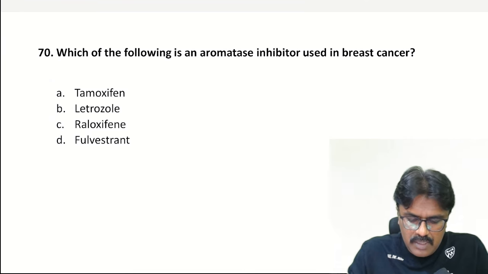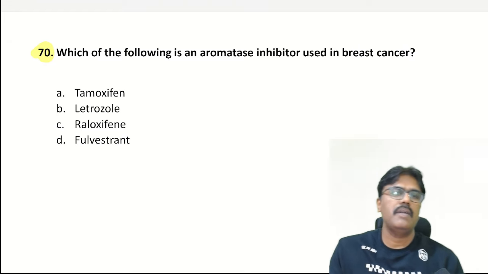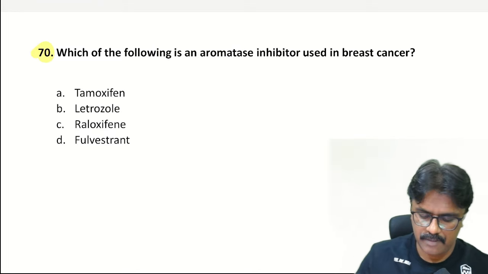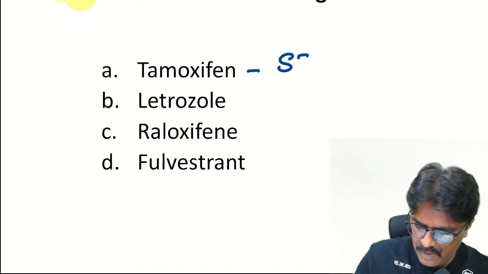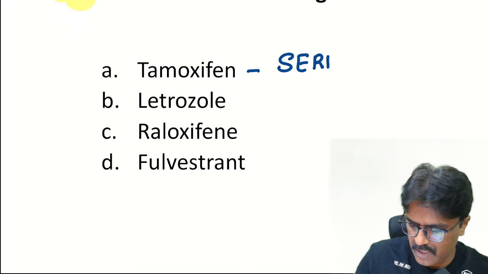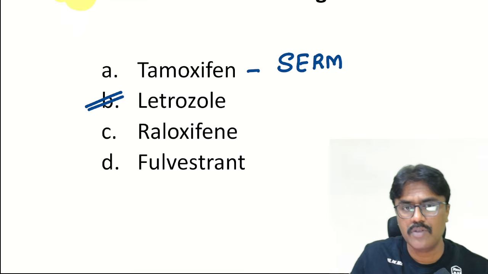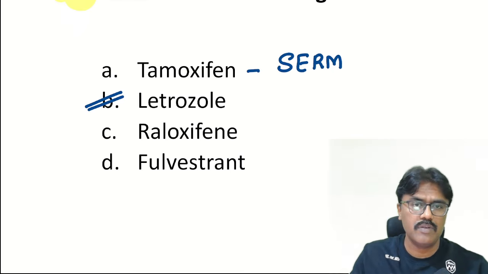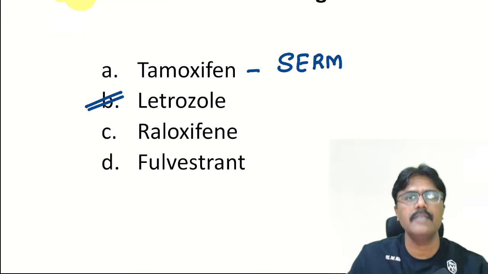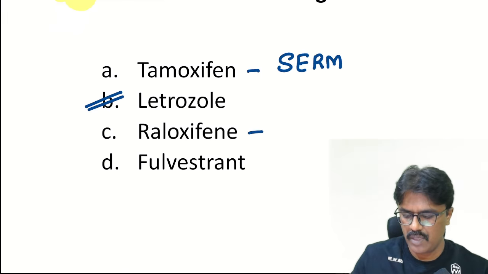Moving on to question number 70. Which of the following is an aromatase inhibitor used in breast cancer? Option A, tamoxifen. It is a SERM used in breast cancer. The answer is option B, letrozole, which is an aromatase inhibitor used in breast cancer. But letrozole is also used for one more condition, that is to induce ovulation in PCOD.